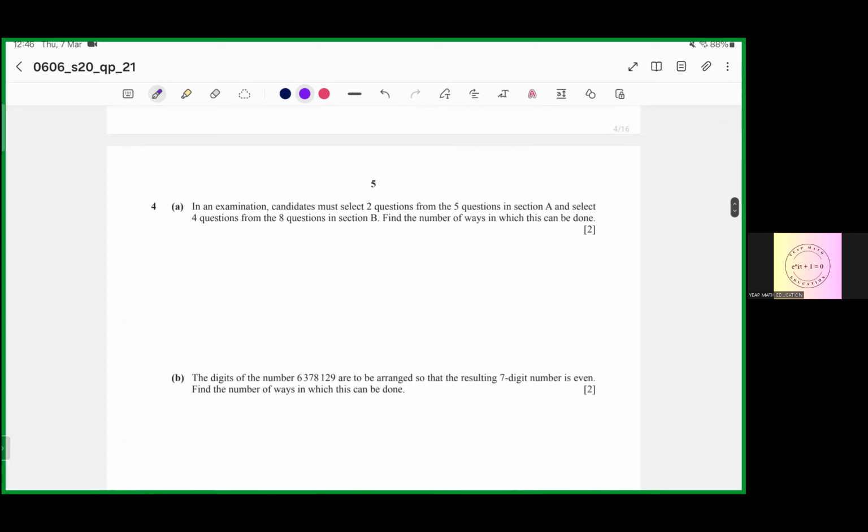Question 4 is actually about a combination question. In an examination, a candidate must select 2 questions from the 5 questions in section A and select 4 questions from the 8 questions in section B. Find the number of ways in which this can be done. This is quite easy. Just 5C2 times 8C4. We get 700.